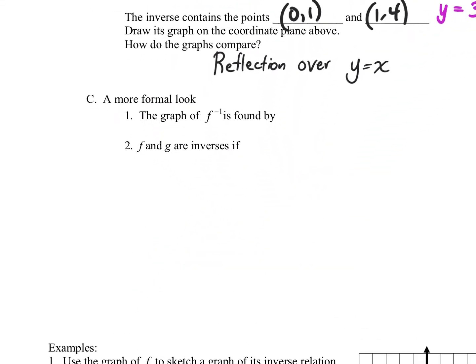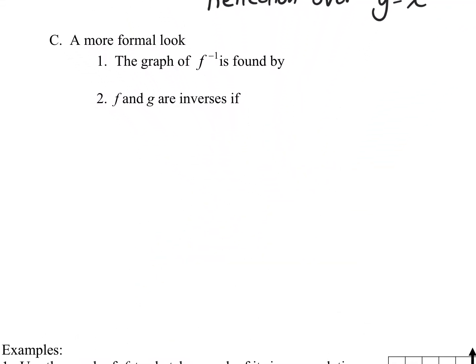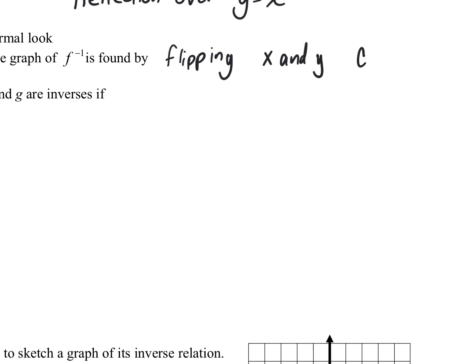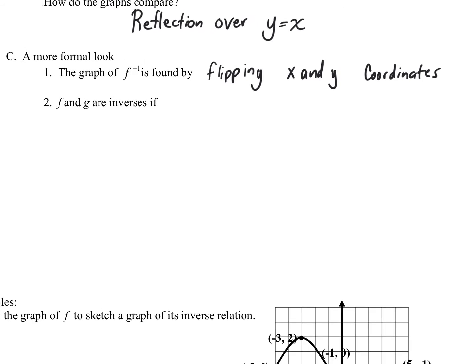So let's look at it a little bit more formally. The graph of an inverse, in this case of f, is found by literally flipping x and y coordinates. It makes sense that if we do it algebraically, we switch x and y, that if we also did it graphically, we would also just have to switch: x coordinates become y coordinates and y coordinates become x coordinates.